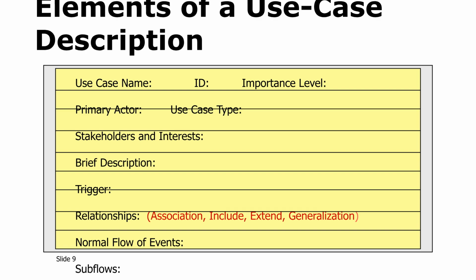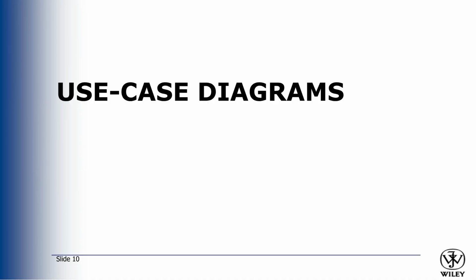Elements of a use case description include the name, ID, importance level, primary actor, use case type, stakeholders, a brief description, trigger, relationships, normal flow of events, subflows, and alternate or exceptional flows. Next, we move on to use case diagrams.